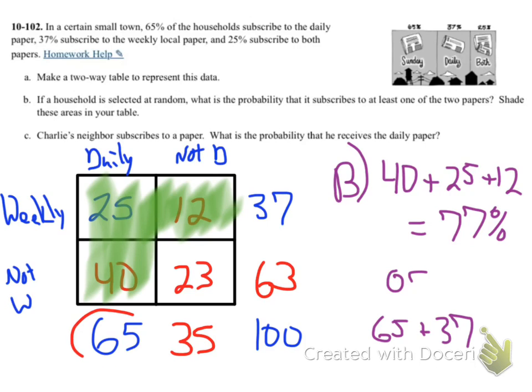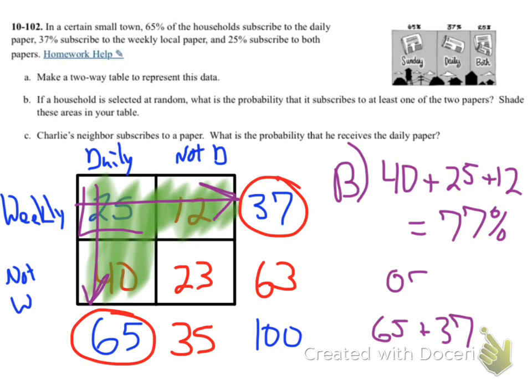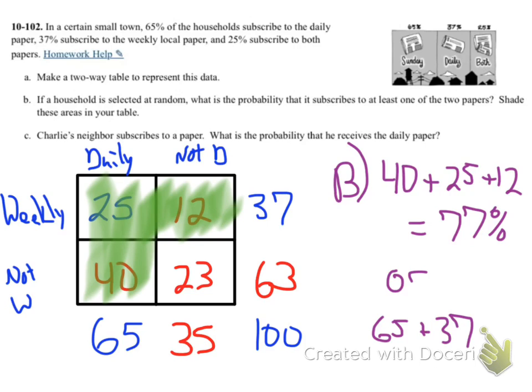The second way to think about this is I could take my total here of 65 and my total of 37. Now I got those because I added these together here and I added these together here. Now the problem with that is when I figured out my 65 plus 37, I've added in this 25 twice. So what I need to do then is subtract that away. So I subtract away that 25, and once again I'm left with 77%.